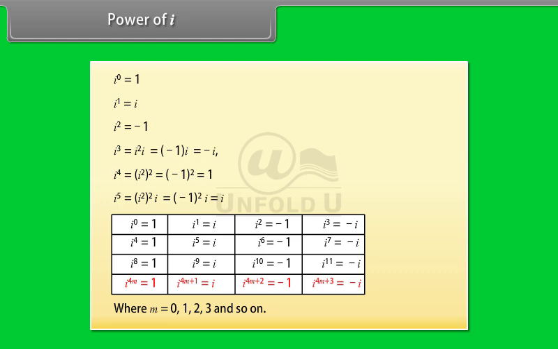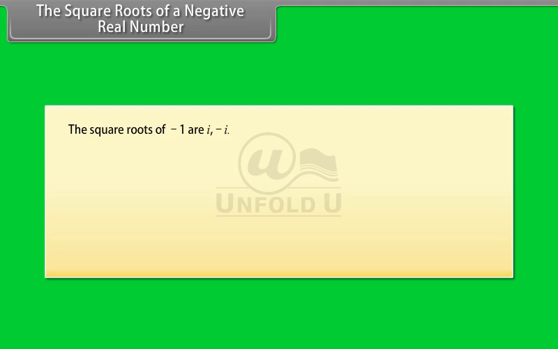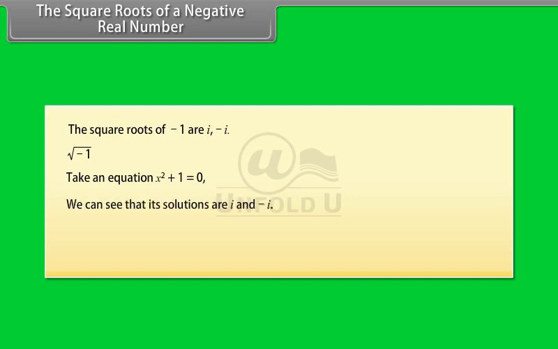3, and so on. The square roots of a negative real number. The square roots of minus 1 are iota, minus iota. This symbol means iota. Take an equation x square plus 1 is equal to 0. We can see that its solutions are iota and minus iota. In general, for a positive real number a, square root of minus a is equal to square root of a into square root of minus 1 is equal to square root of a into iota.